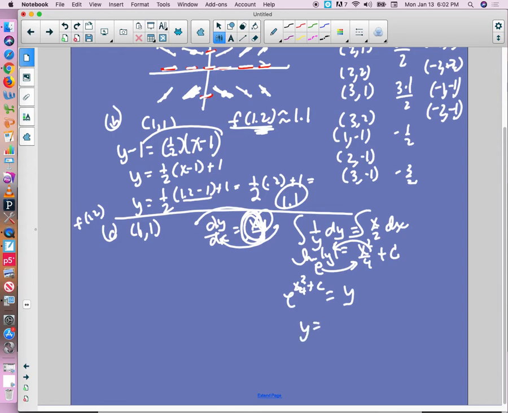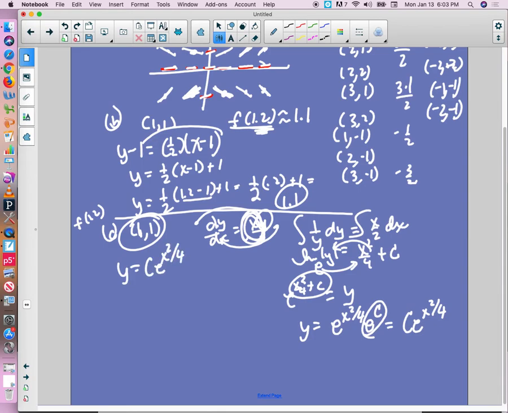So y is equal to e to the x squared over 4 times e to the c. Since my exponents were added, I know they were multiplied. E to the c is just its own constant, so y equals c e to the x squared over 4. And then you fill in the point (1, 1).